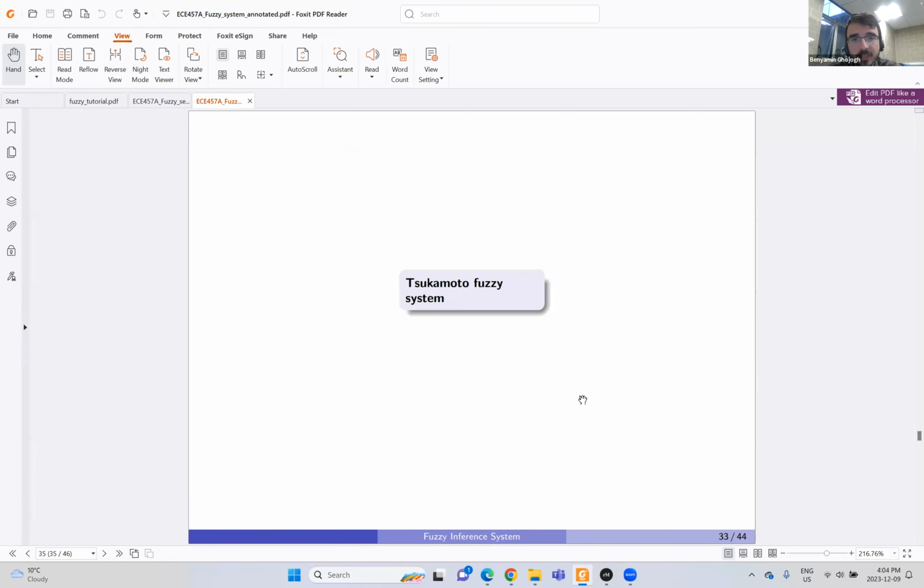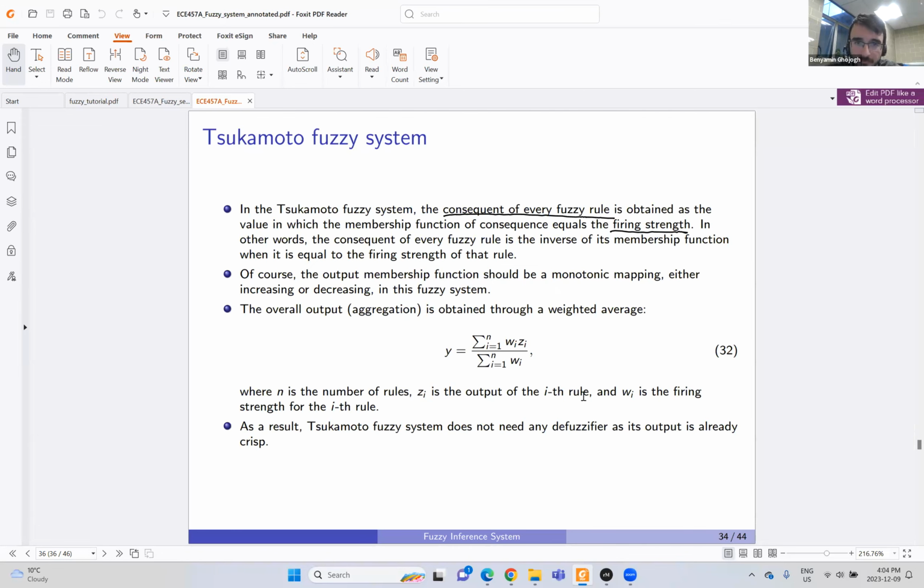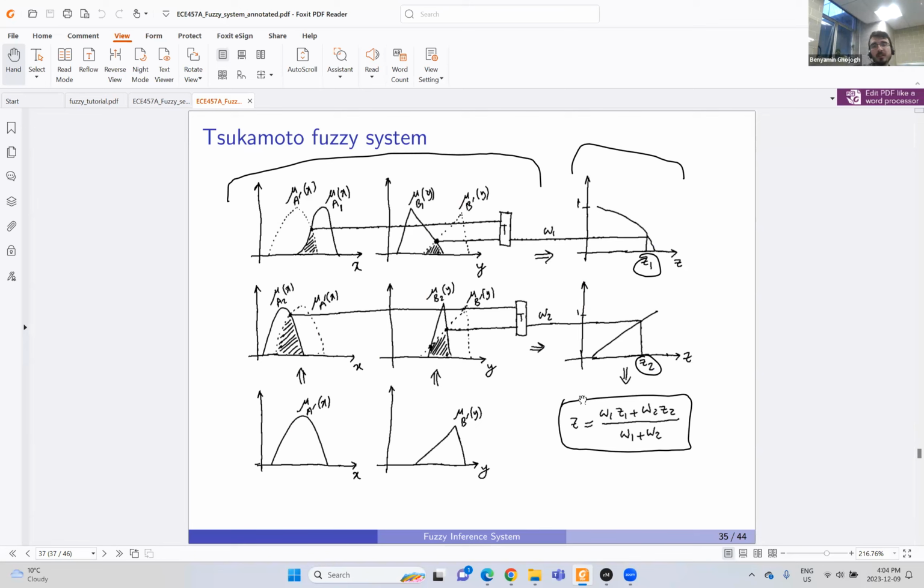Then we also said that we have the Tsukamoto fuzzy system. What does it do? So again, this part is the same as Mamdani. We find the firing strengths, but for output, Mamdani could use any membership function, but in the Tsukamoto fuzzy system, the output membership functions need to be monotonic, either increasing or decreasing. Why? Because we need to get the inverse of the membership function. For that, we need it to be monotonic.